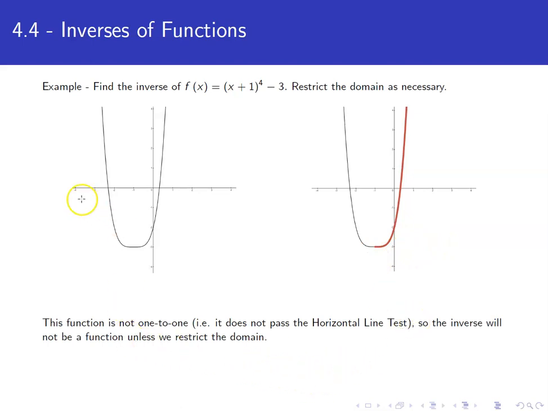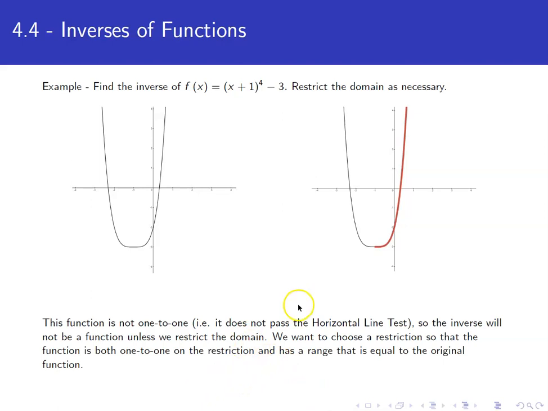So like I mentioned here, the original function is not 1-to-1. So the inverse will not be a function unless we restrict. So we're going to restrict to where it's 1-to-1 and takes up the entire range. So we've identified already that we want to use -1 to infinity for our restriction.